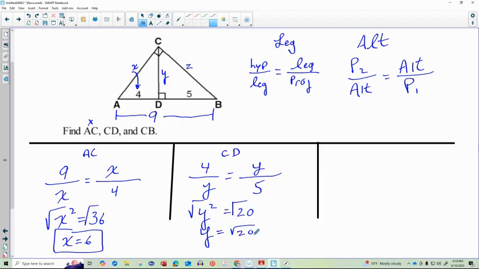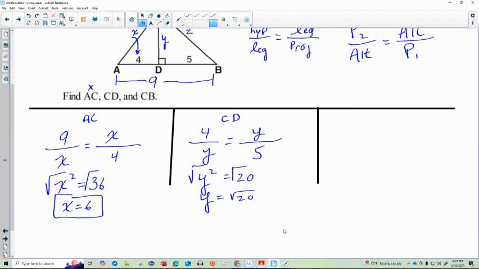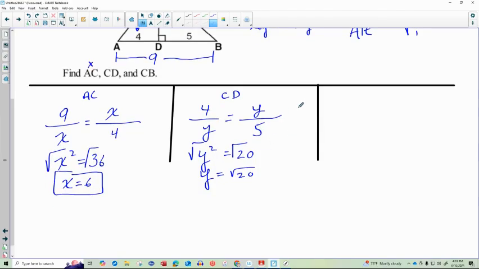Now this is irrational, so we do need to simplify that. You might remember we take our square numbers. Hopefully a lot of you remember. We're going to break that up into 4 times 5, because 4 times 5 is 20 and 4 is a square number. So we end up with y is equal to the square root of 4, which is 2, radical 5.